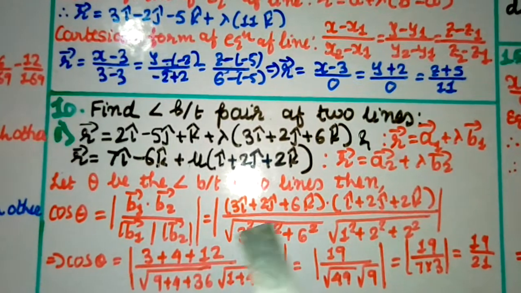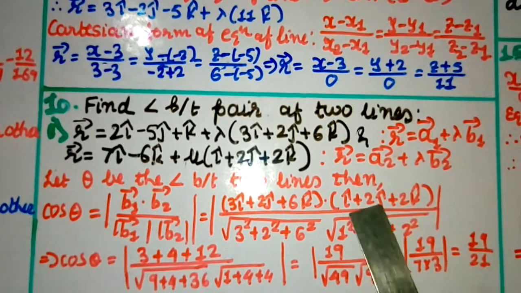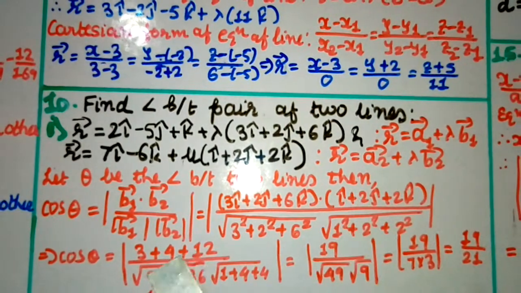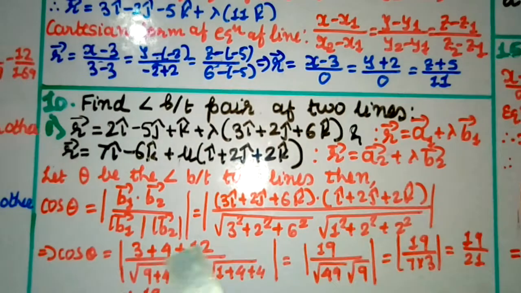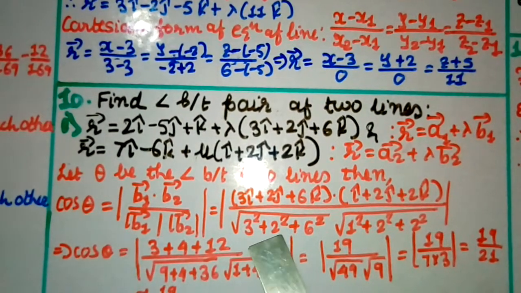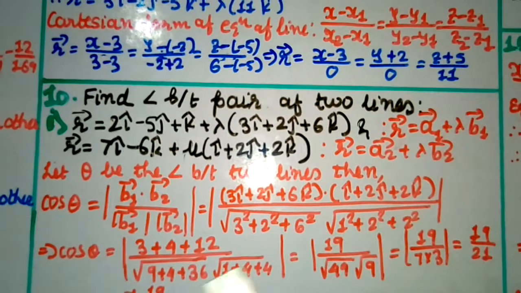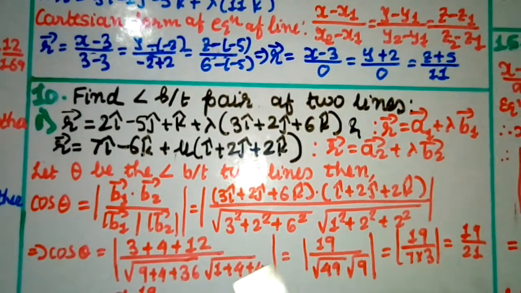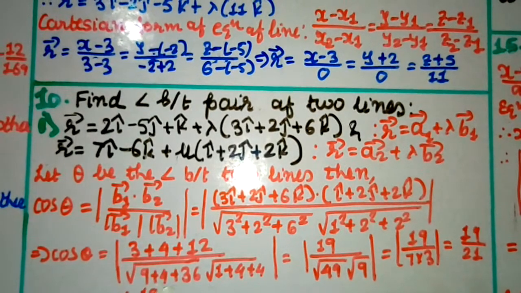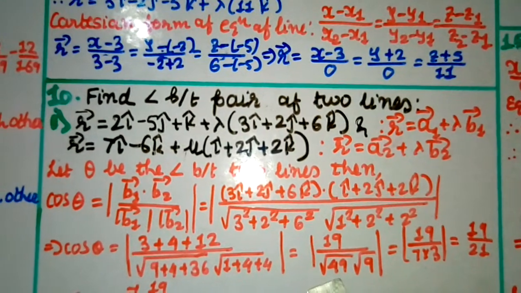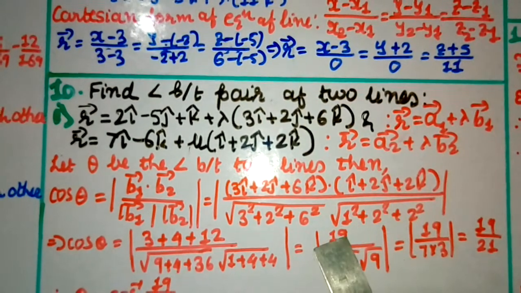So the dot product gives 3i into i gives 3, then 2j into 2j gives 4, plus 6 into 2 is 12, k cap into k cap is 1. So it is 19, divided by the square root of (9 plus 4 plus 36) into the square root of (1 plus 4 plus 4). That is 19 divided by the square root of 49 into the square root of 9, equal to 19 over 21.